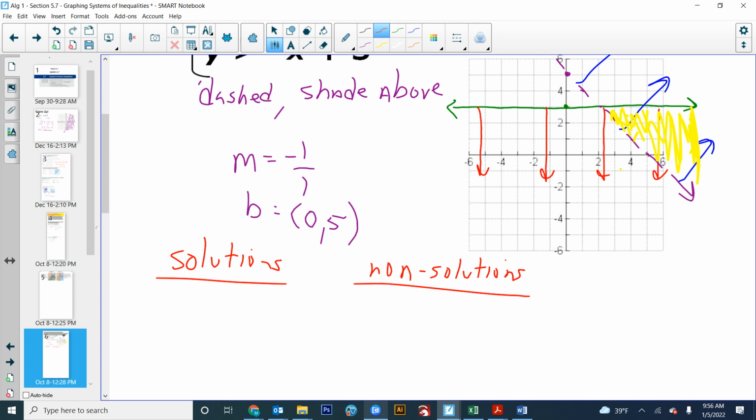What's that mean, 2 solutions? Guys, give me 2 points that are in that yellow area, coordinate points, right? So what would that be? 5, 1. Is everybody good with that? 5, 1, and maybe 6, 1.